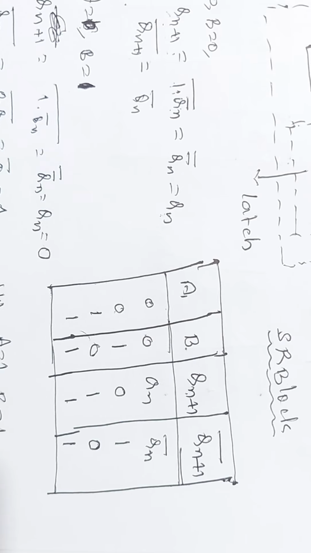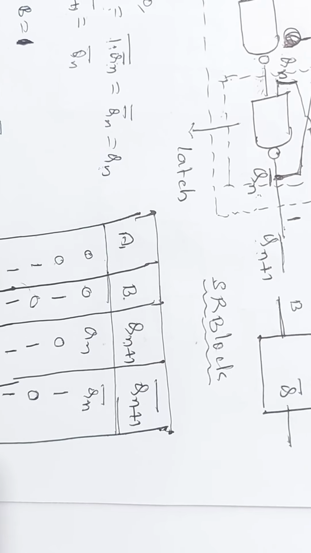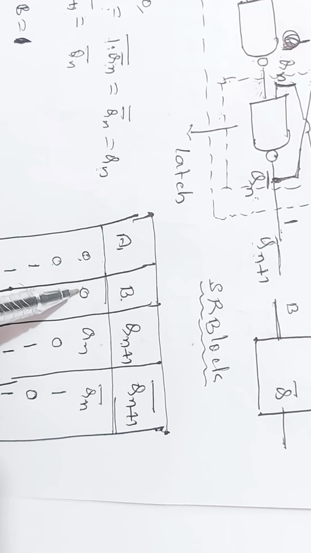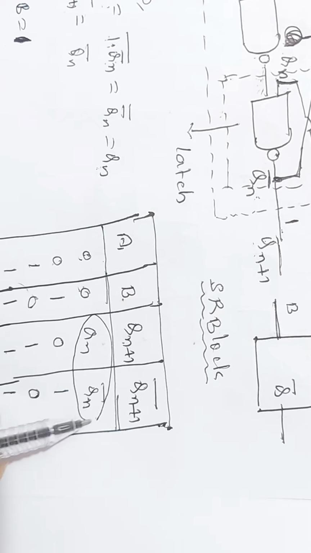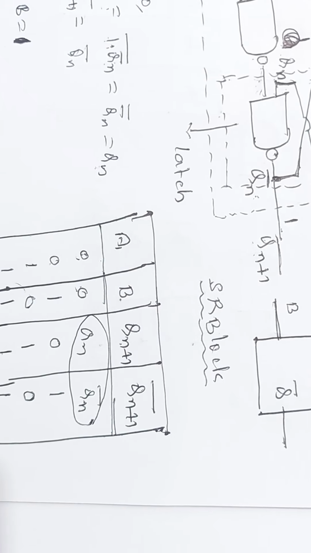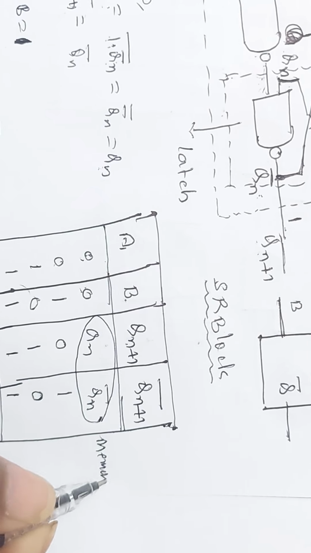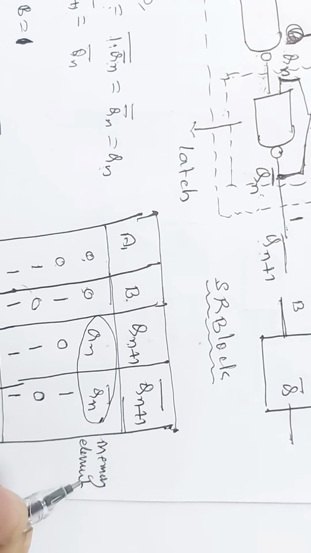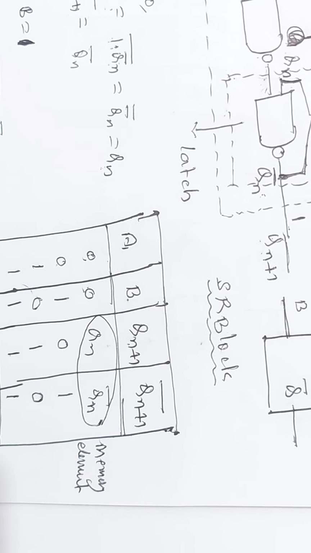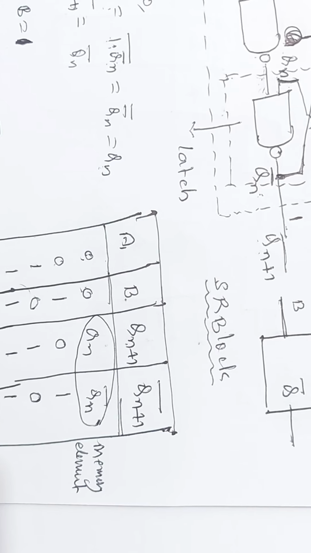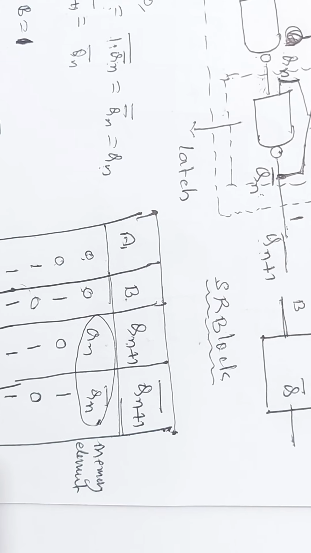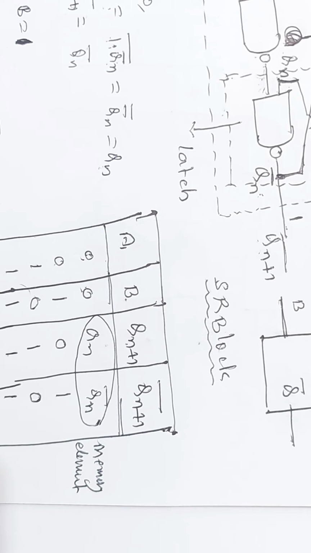It is not definable. Therefore, from this tabular column, we can say that when A equals 0, B equals 0, the output remains in the previous state. In any flip-flop, if the output remains in the previous state, we call it a memory element. For any flip-flop, if the final output remains in the previous state, such an element is called a memory element.